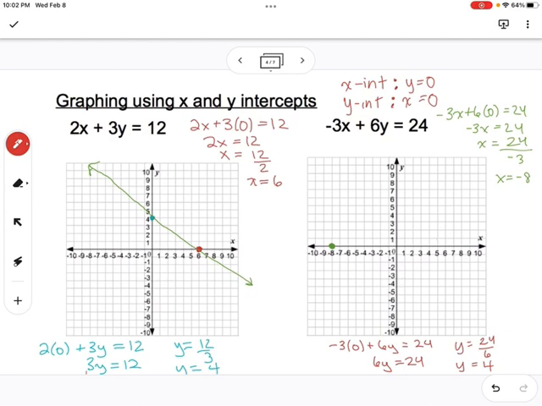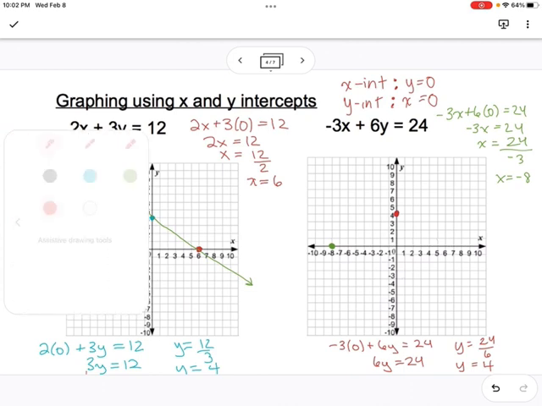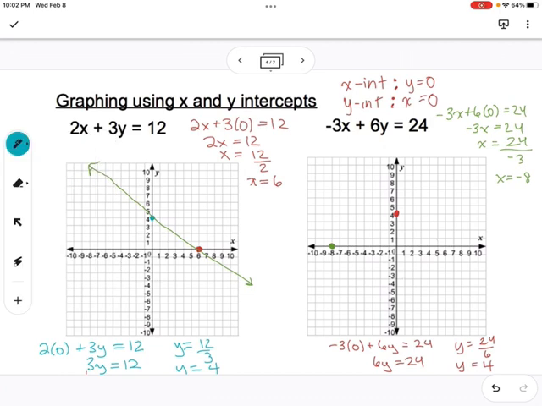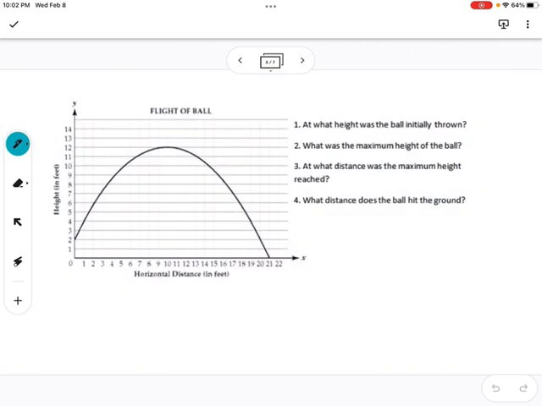Okay, we want to graph the point of y equals 4. That's the y-intercept right here. Now we have 2 points, and we can make the line for our graph. There we go. Okay, so that's all our review for linear relations.